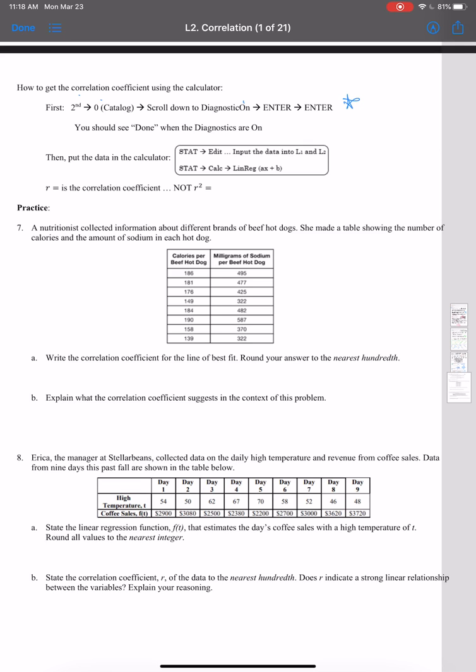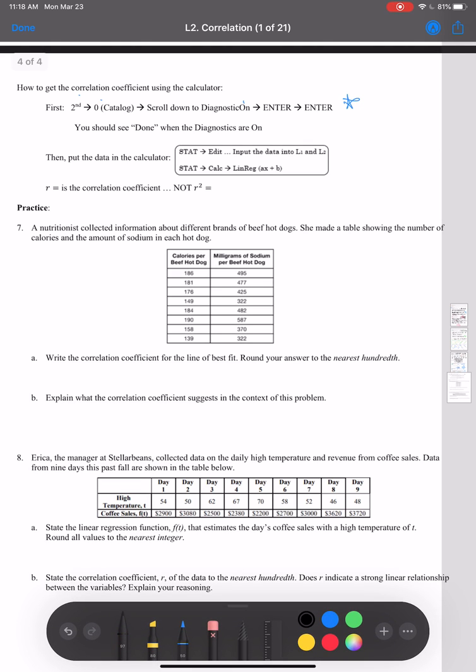So we might as well just go right to a practice question to show you. A nutritionist collected information about different brands of beef hot dogs. She made a table showing the number of calories and the amount of sodium in each hot dog. Question A says, write the correlation coefficient for the line of best fit. So that means we want to find r.